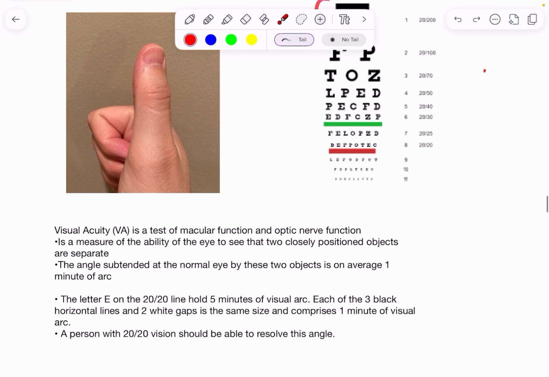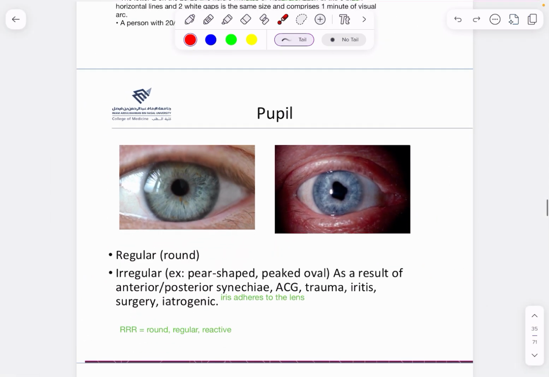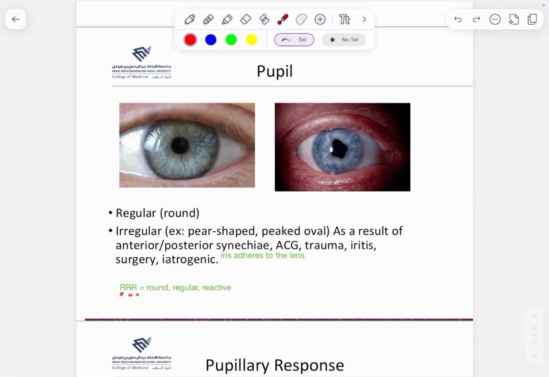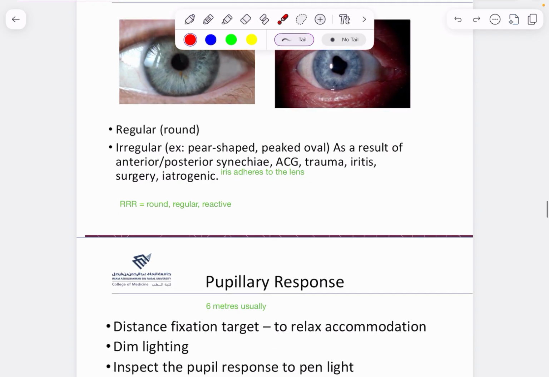That's the idea here. As for the pupil, you want to check for 3 things. RRR. Is it round? Is it regular? And is it reactive? If it's irregular, it could be because of synechia. And this is when the iris will be stuck to the lens, so it pulls, and the shape is going to become irregular, as you can see here. Also, angle closure glaucoma, trauma, iritis, surgery, and sometimes for no reason.